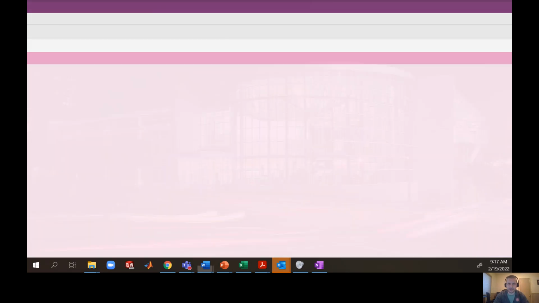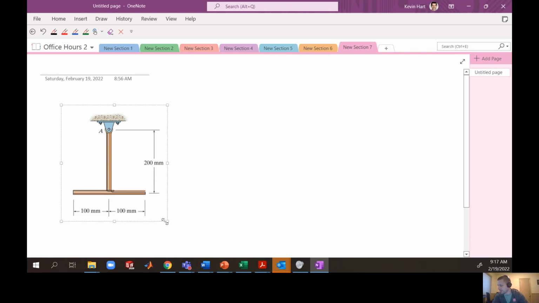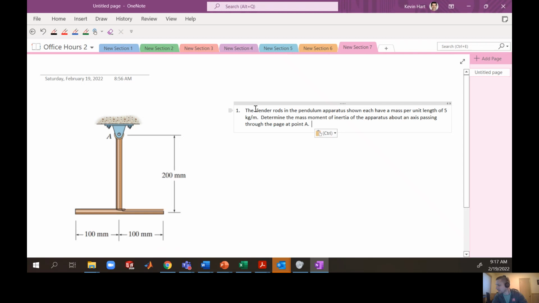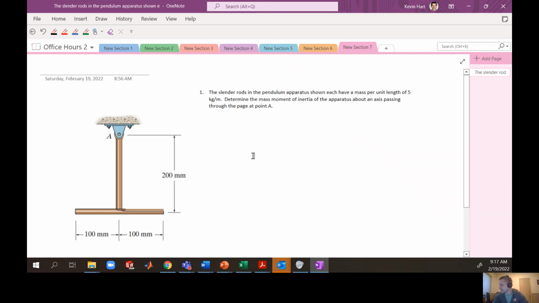I think it's a little bit more representative of an example problem that you might see on your final anyways. So let's get the figure in here, and then we'll talk about this particular example. So here is a pendulum apparatus, and I'll bring in the text that goes with this example prompt. Here we've got slender rods in this pendulum apparatus shown. Each has a mass per unit length of 5 kilograms per meter. So we've got a slender rod here and a slender rod here.